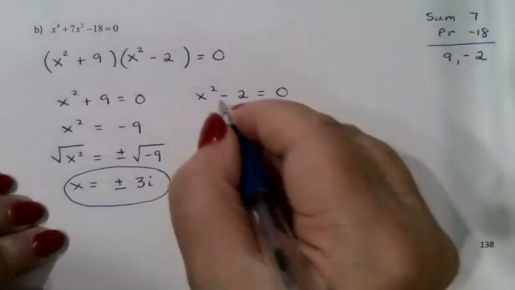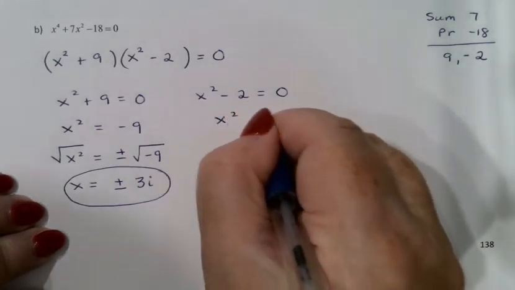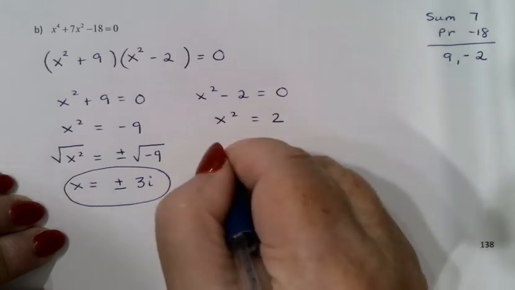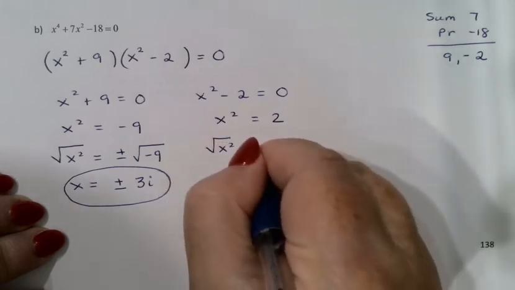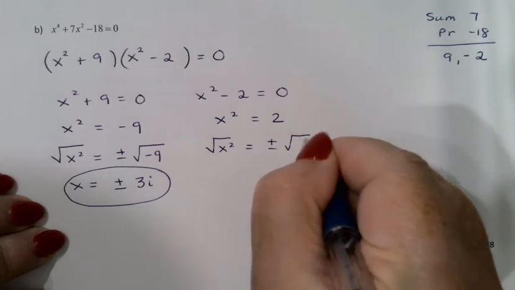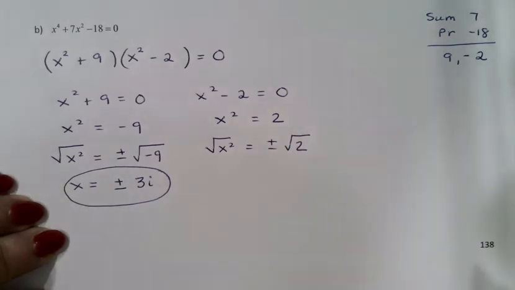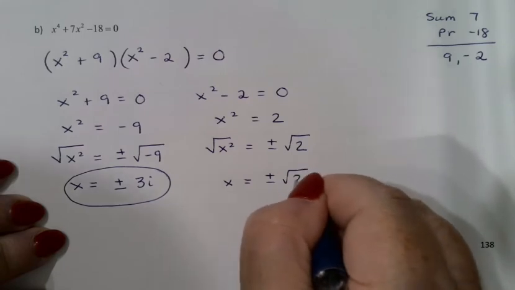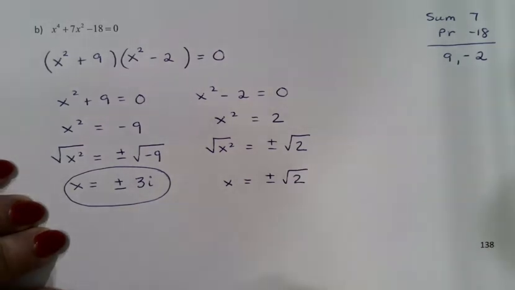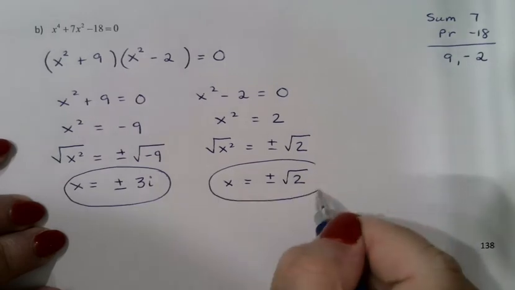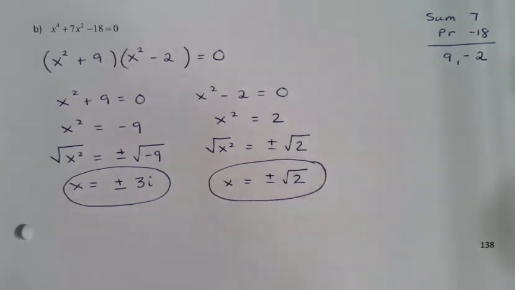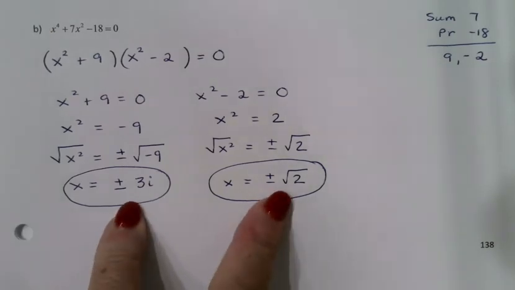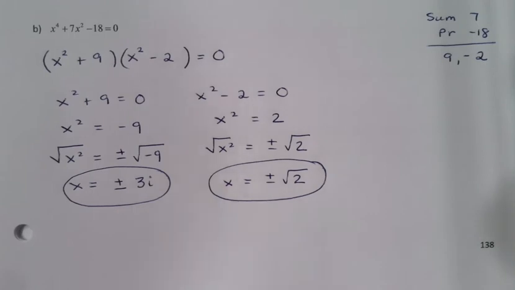In the second piece, I would have x squared equals 2. Again, I'm just going to take the square root of both sides, remembering my plus or minus. And that gives me just plus or minus the square root of 2. Doesn't come out evenly, so I'll just leave it like that. Double check. We were expecting 4 solutions because this is degree 4. And notice there's 2 here and 2 here. So indeed, we have our 4 solutions.